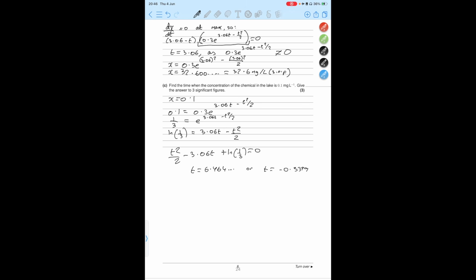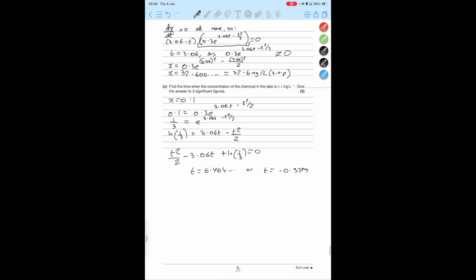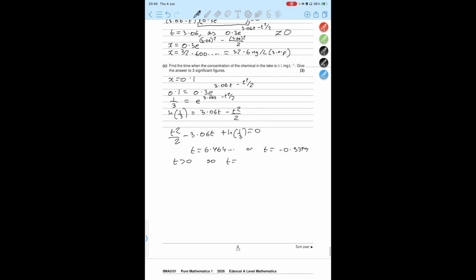But what is t measuring? t is measuring the time. So t cannot be negative because it's a time. So as t is positive, it must mean that t equals 6.46 hours to 3 SF.